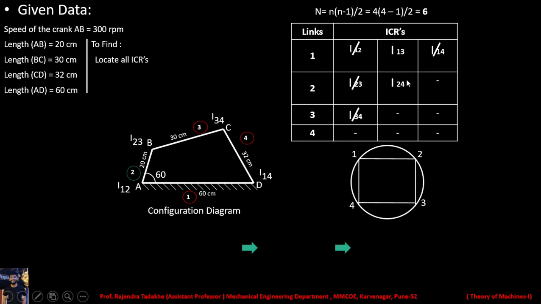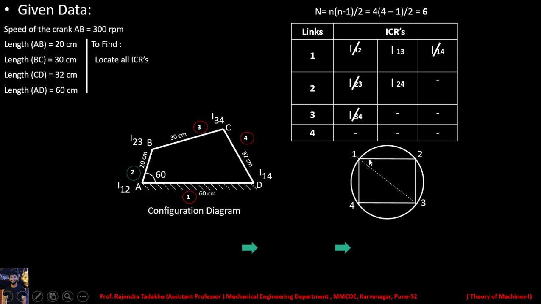Now what about I13 and I24? Let's say here we have 1 and here we have 3. To locate I13, join these 2 points by a dotted line. We have joined point 1 and point 3 by the dotted line, which represents the ICR I13, which is neither fixed nor permanent. It divides this quadrilateral into 2 triangles, that is 1, 2, 3 and 1, 4, 3. So 2 sides of each triangle represent 2 instantaneous centers.